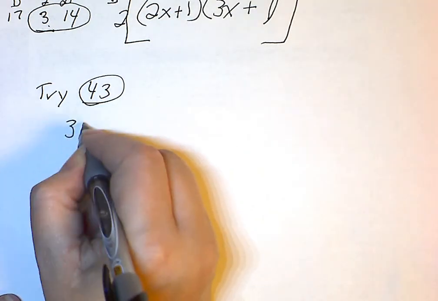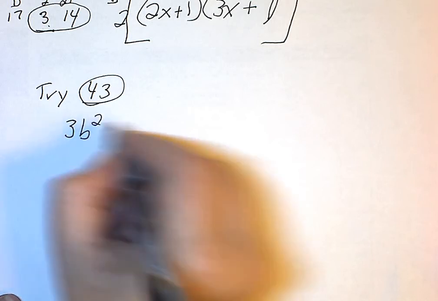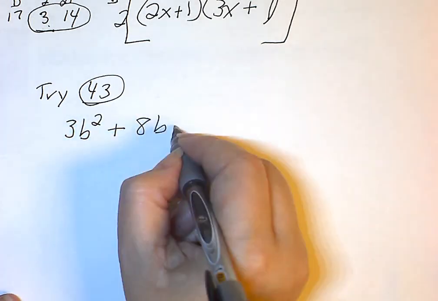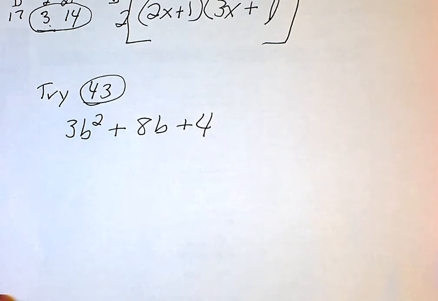This is factoring: 3b squared plus 8b plus 4. So I want you to factor this.